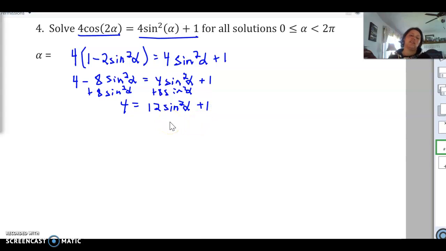And now we want to solve for sine squared alpha. So let's subtract 1 from both sides. And I'm going to turn that around just because I'd rather my sine be on the left-hand side. So we have 12.